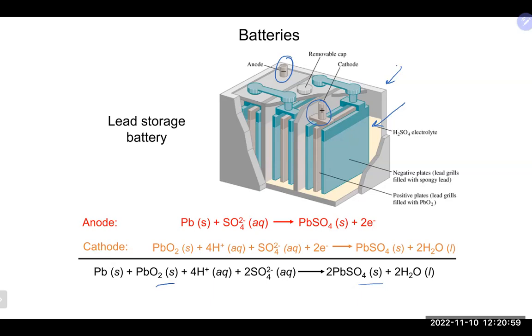But here we do see our lead go from 0 to a +2 situation, and it is being oxidized in this case. And we do see the lead over here changing from +4 over here to +2. So it's being reduced in this case as it goes to the other side.